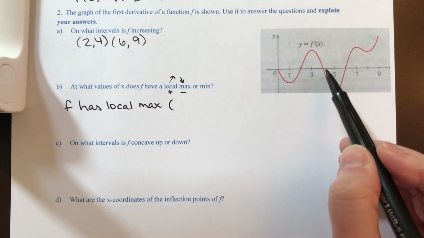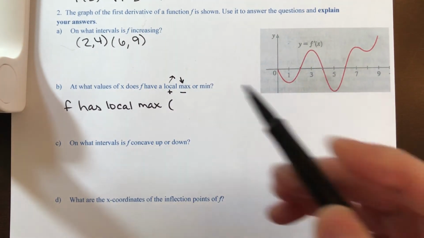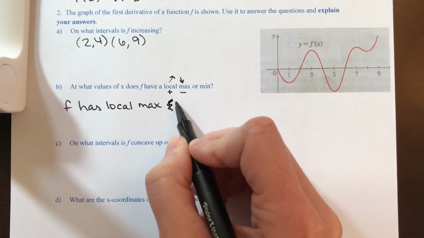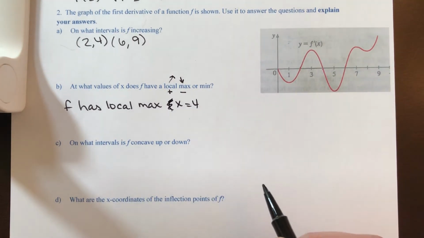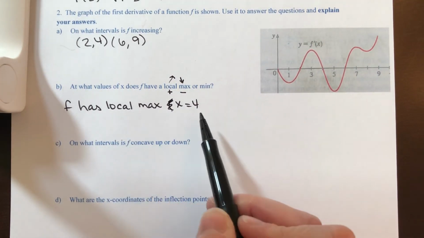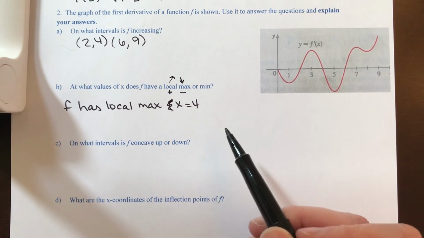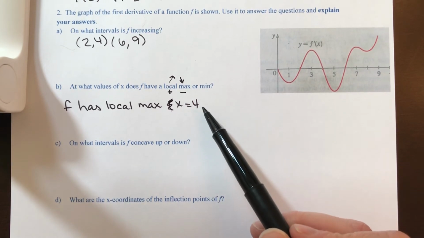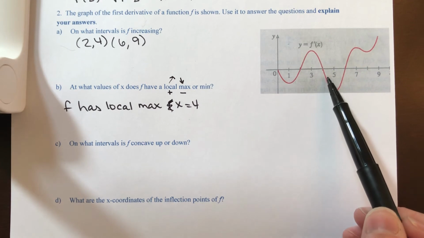So f has a local max at x equals 4, and then you would say because that's where f prime changes from positive to negative.